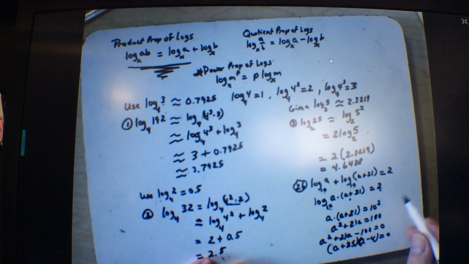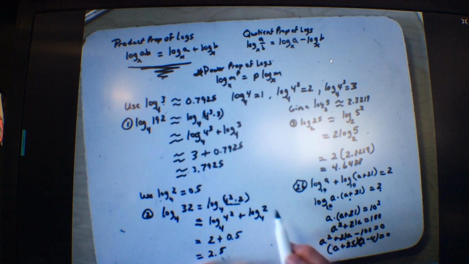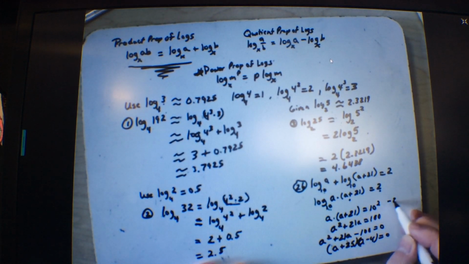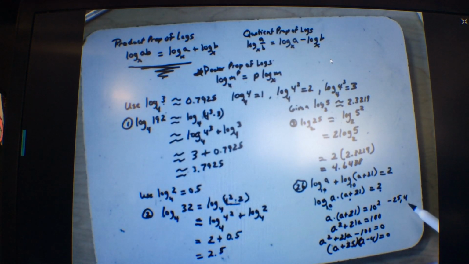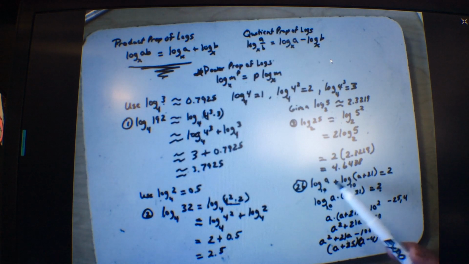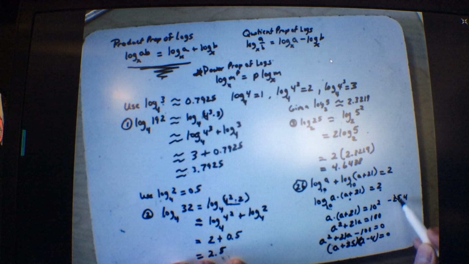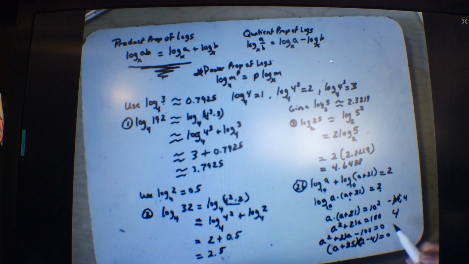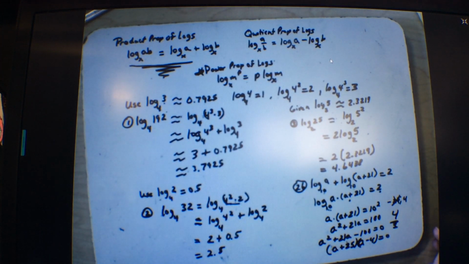So my 2 possible answers are what? Actually, it's negative 25 or 4, correct? Now I'm going to tell you something. One of these answers does not work. Negative 25. You want to tell me why? It's negative, and you can't take the log. You can't take 10 to any power and get a negative. So we throw this one out. My answer is 4. Okay? All right.